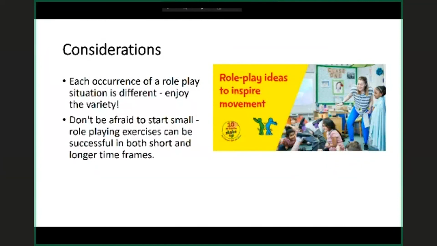And don't be afraid to start small. Actually, the recommendation is start small. It's easier for you to see how it goes and for you to modify from there. And role plays are always successful in short or long time frames. So it might be good to start small and then to build on it.